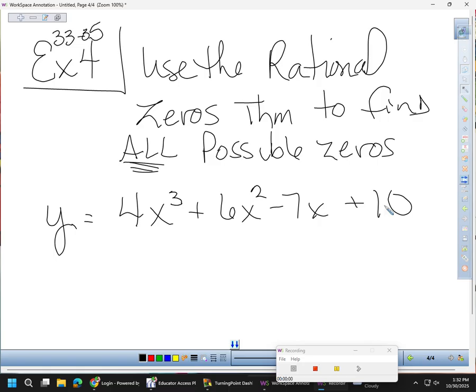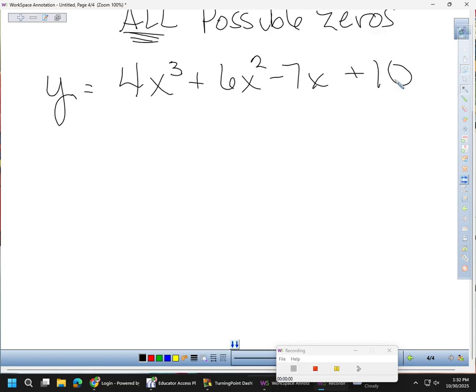All right. Does anybody remember how to find all possible zeros? Oh, you got to put your last number and your first number, divide them. Yeah, so it's all the factors of the last number. So all the factors of 10, which are 1, 2, 5, and 10, over all the factors of the first number, which are 1, 2, and 4. We're just listing them, though. You don't have to plug them in or anything.